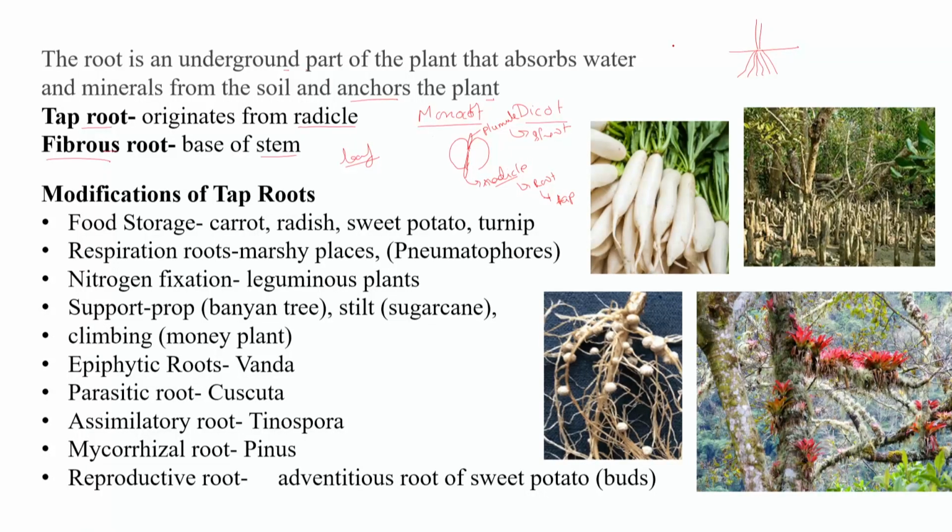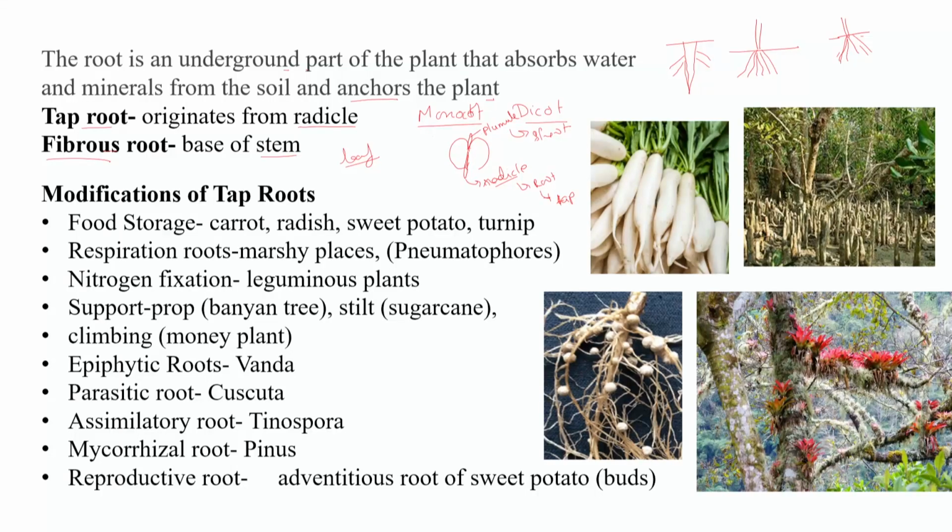Now tap root has one main root, and many lateral roots come out from it, whereas in fibrous root you can see that from the base of the stem many roots are coming out. It doesn't have one main root, but many roots come out, many of them having almost equal length, and from there also many lateral roots will come out, but it's not that one main root is there.